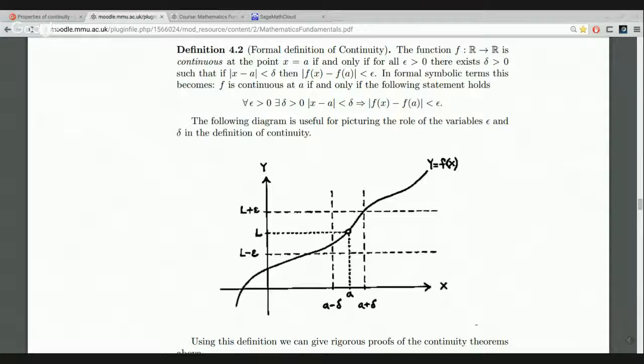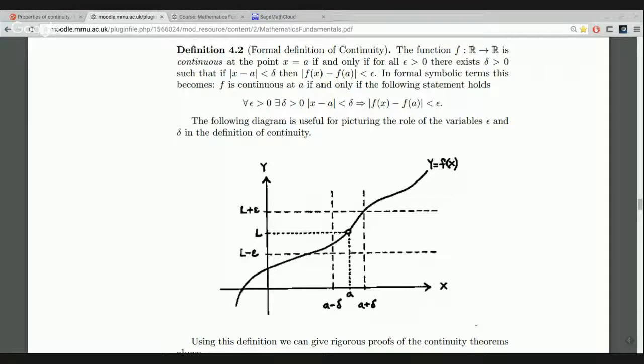This is at the bottom of page 36 in the notes. We say a function is continuous at a point A in its domain if the limiting value of the function, the limiting value of f of x as x approaches A, is actually equal to the value that it takes at A.